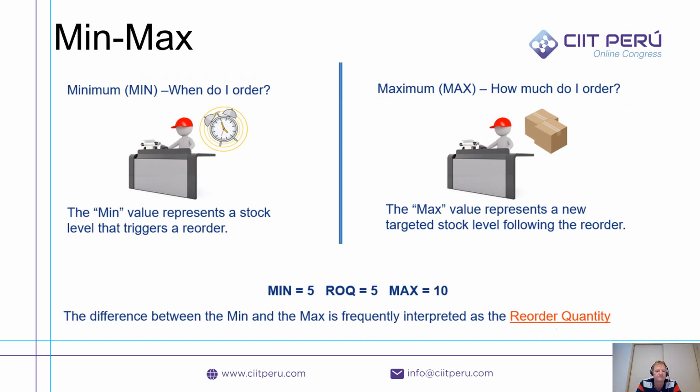So your min-max. So your minimum, when do I order? So the min value represents a stock level that triggers an order, whereas a maximum is how much do I order. So the max value represents a new targeted stock level following the reorder. So the difference between the min and the max is your reorder quantity. So in this example, if you have a minimum of 5, ordering up to a maximum of 10, your reorder quantity is 5.